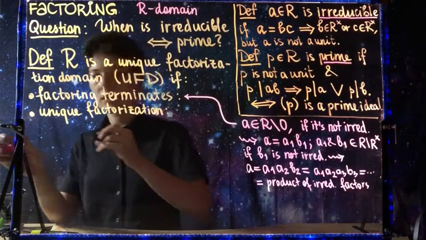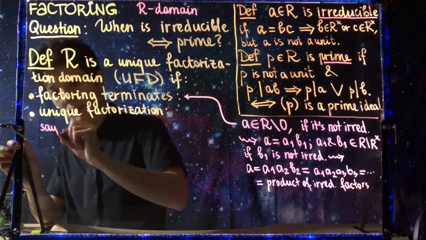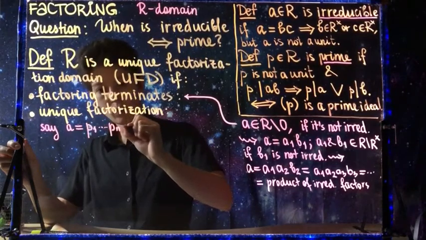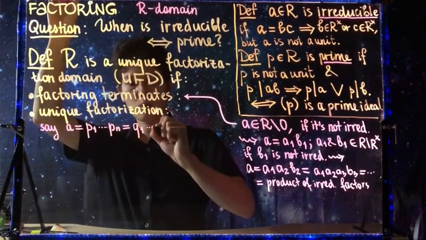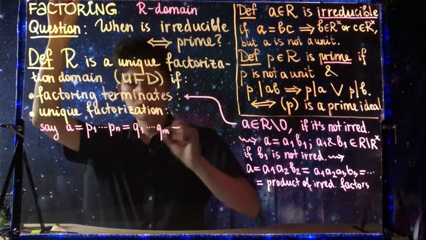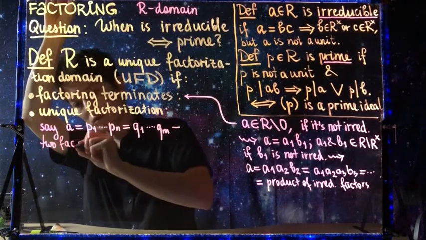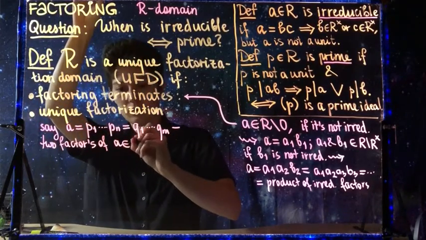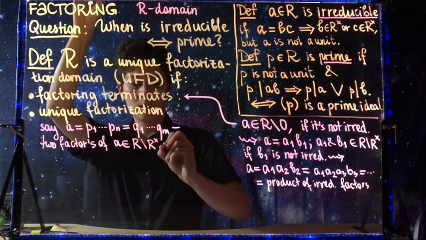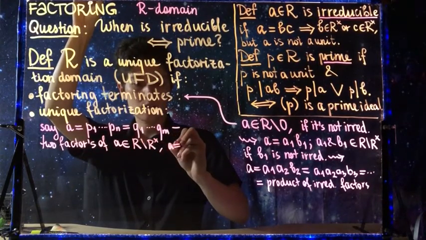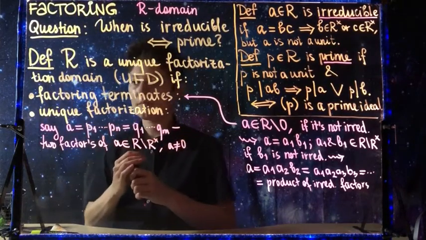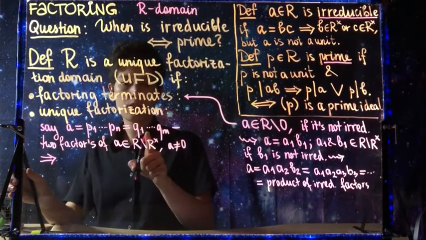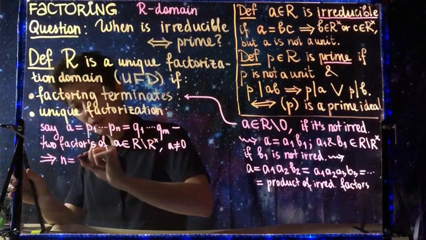And this means that if we have two factorizations, P1 through Pn and Q1 through Qm, two factorizations of an element A, which is not a unit and not zero. Then these two factorizations should be essentially the same. In particular, they have the same number of factors.